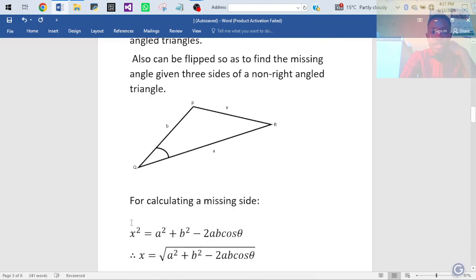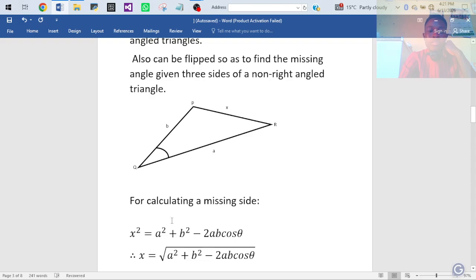If you want to calculate the missing side, for example, we want to find this x, here is the formula to calculate the missing side. You are given two sides, this side and this side, and this angle. You are given two sides and the angle.